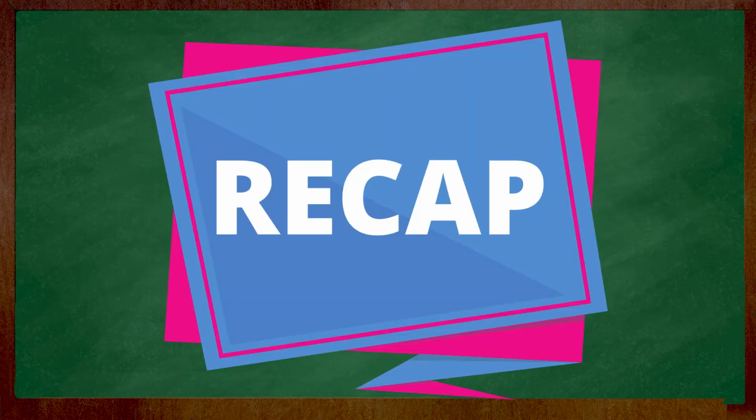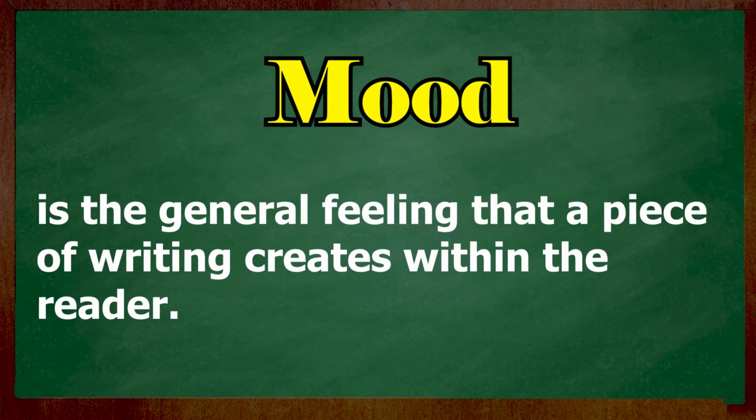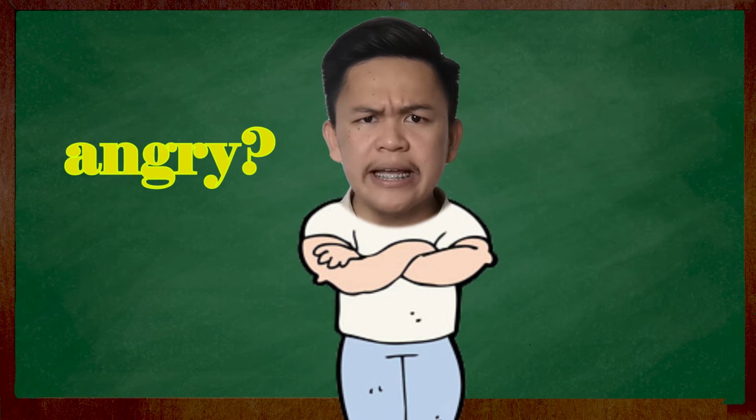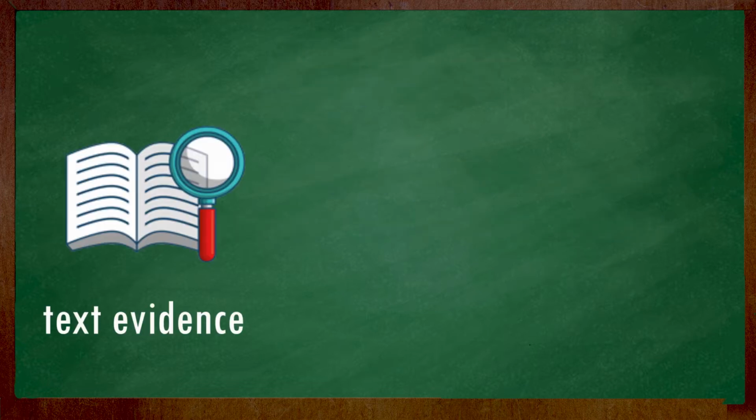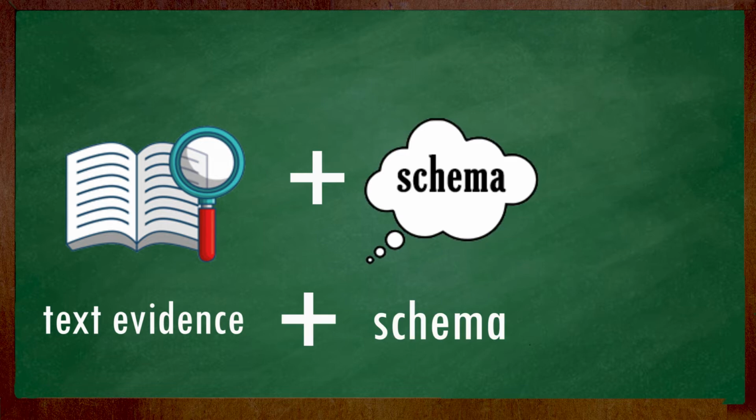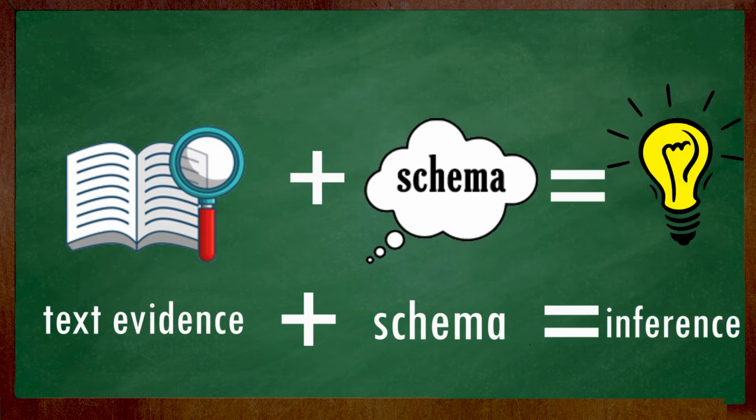But before we deal with today's topic, let's have a little recap about our previous lesson. Last time, we learned about inferring the general mood of the selection. We learned that mood is the general feeling that a piece of writing creates within the reader. We need to look for the text evidences along with our schema to find out the mood of the selection.